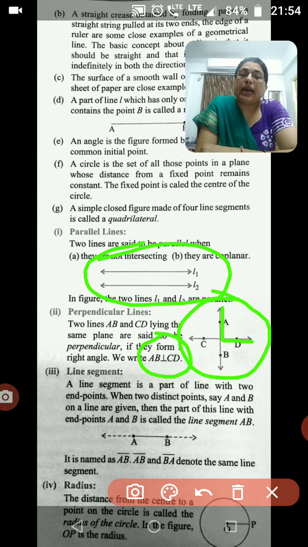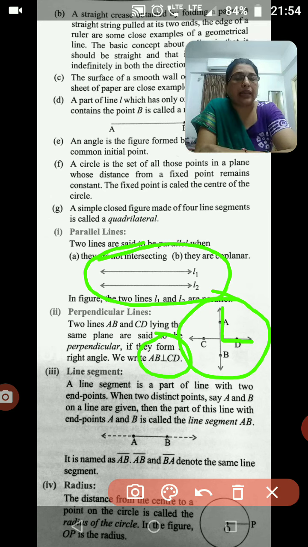Line segment. A line segment is a part of a line with two endpoints. When two distinct points, say A and B, are on the plane, and if we join them with the help of a straight line, then AB is called a line segment. And to represent it, we will use these symbols.